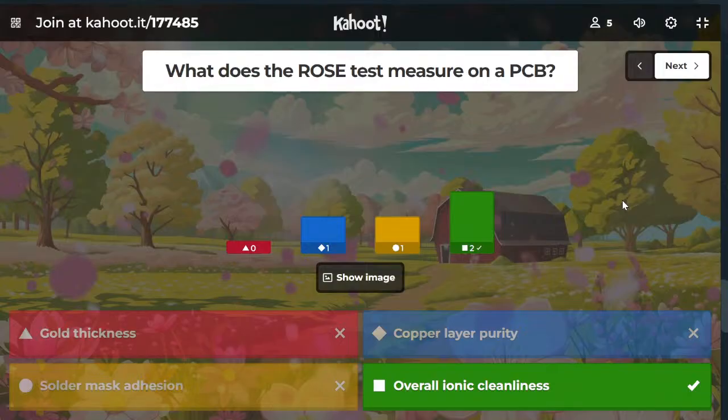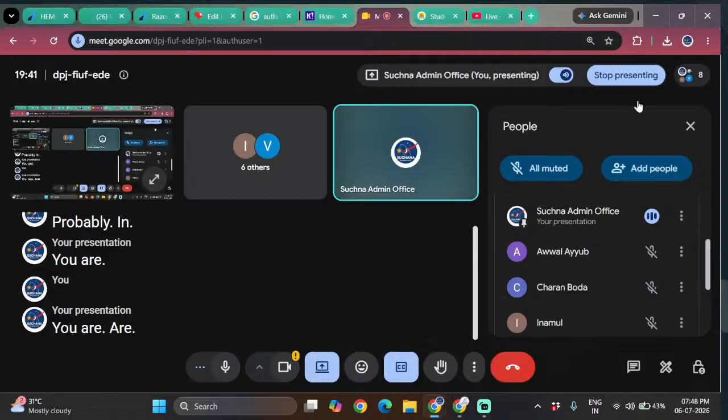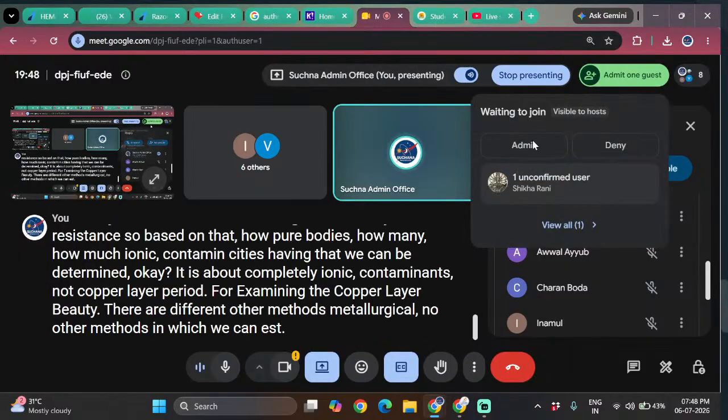That's why it is called resistivity of solvent extraction. First we determine the resistivity or resistance, and based on that we can determine how pure the board is and how much ionic contamination it has. It is completely about ionic contaminants, not copper layer purity. For examining the copper layer purity, there are other methods, metallurgical methods, with which we can estimate the purity of the metal.